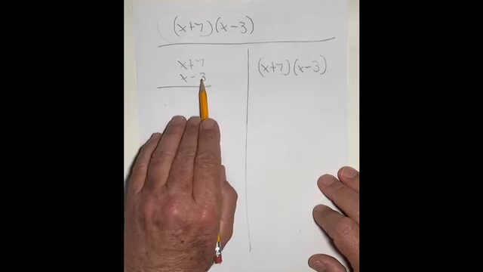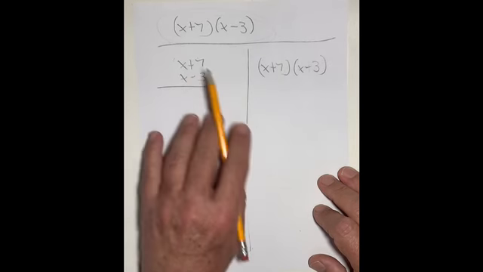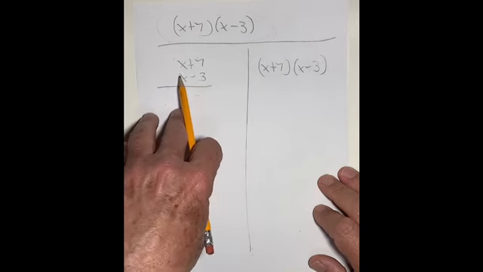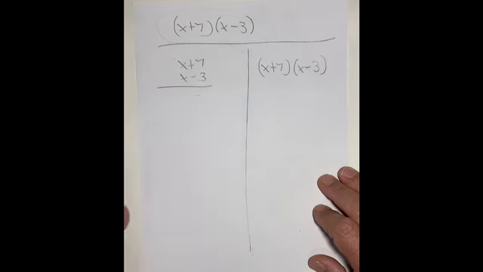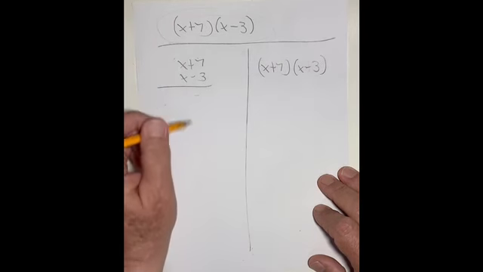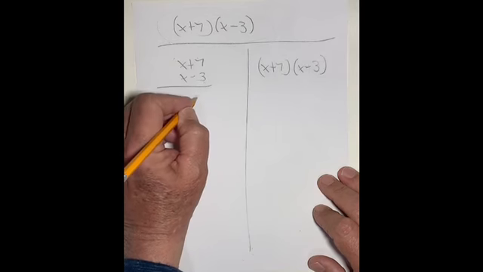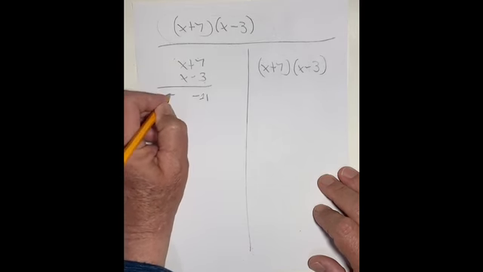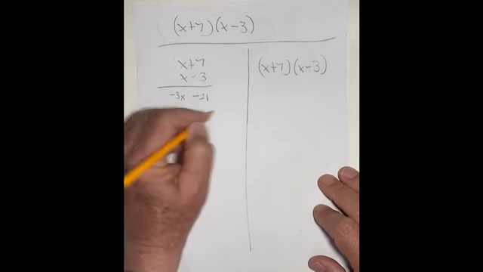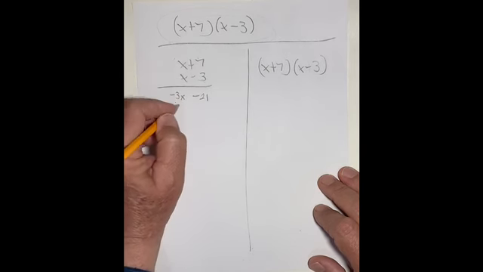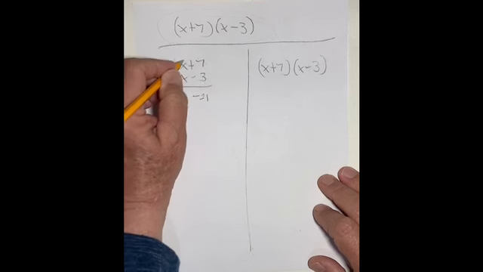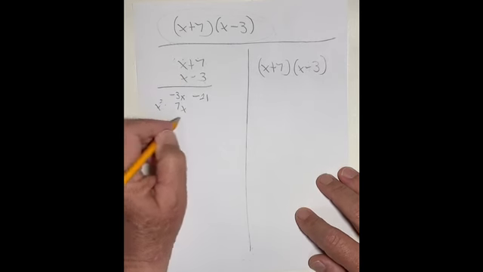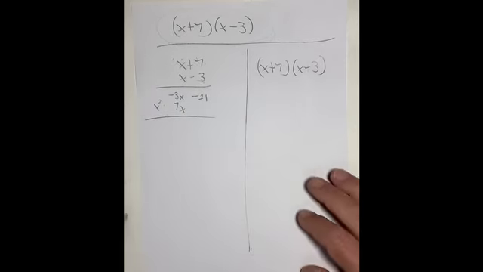I'll multiply this times this, and this times this, and then I go over one, multiply this times this, then I add up my results. So in this case, negative 3 times 7 is negative 21. Negative 3 times x is negative 3x. Then I move over 1. x times 7 is 7x. x times x is x squared. And then I combine like terms.